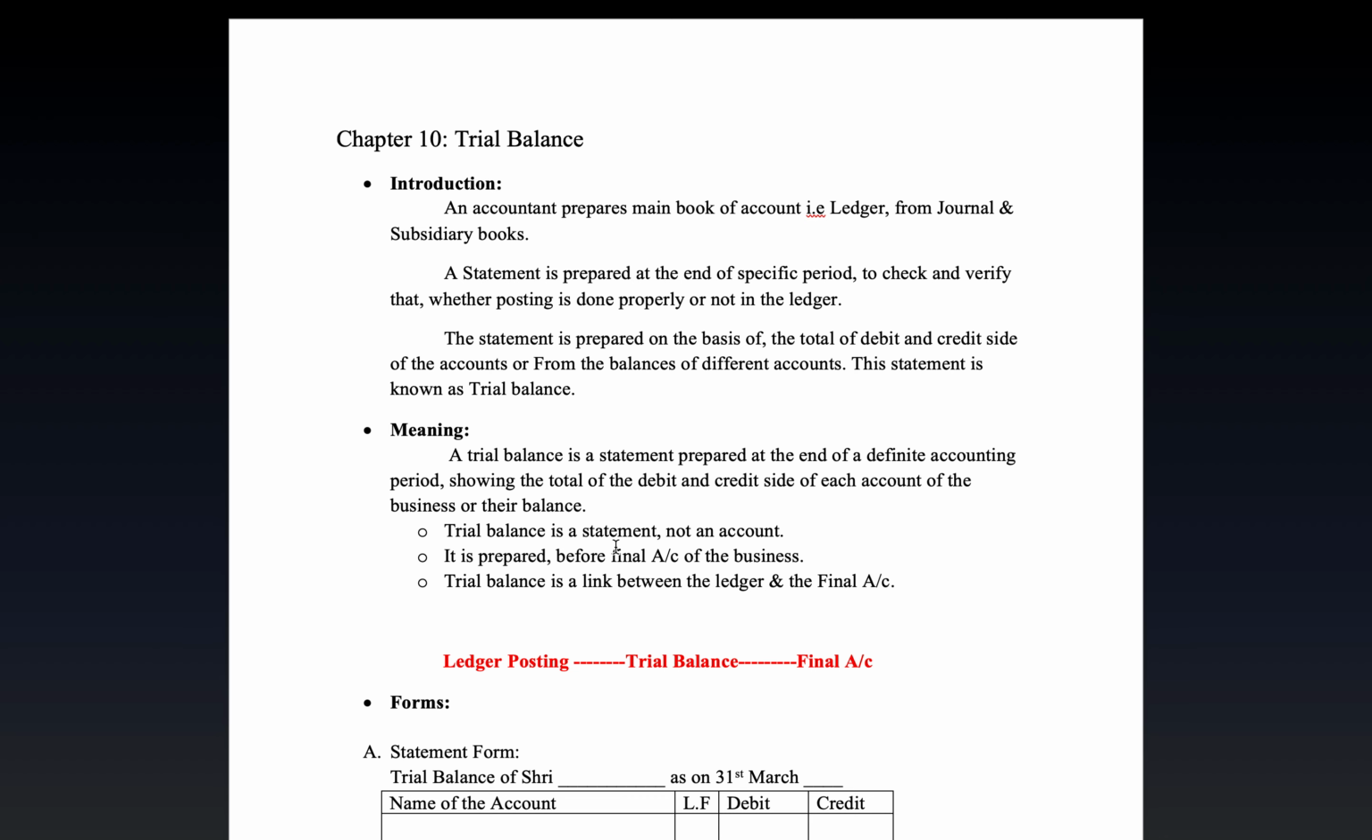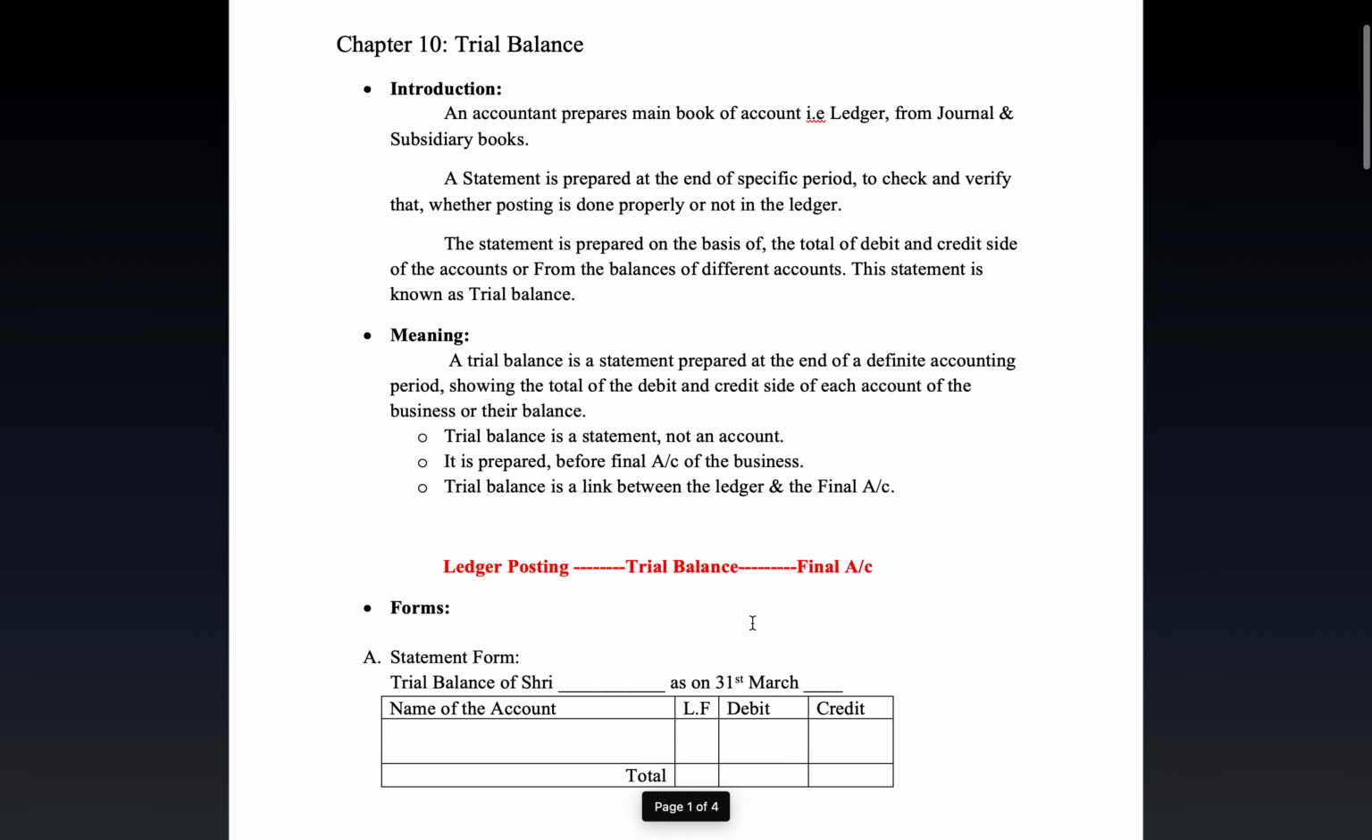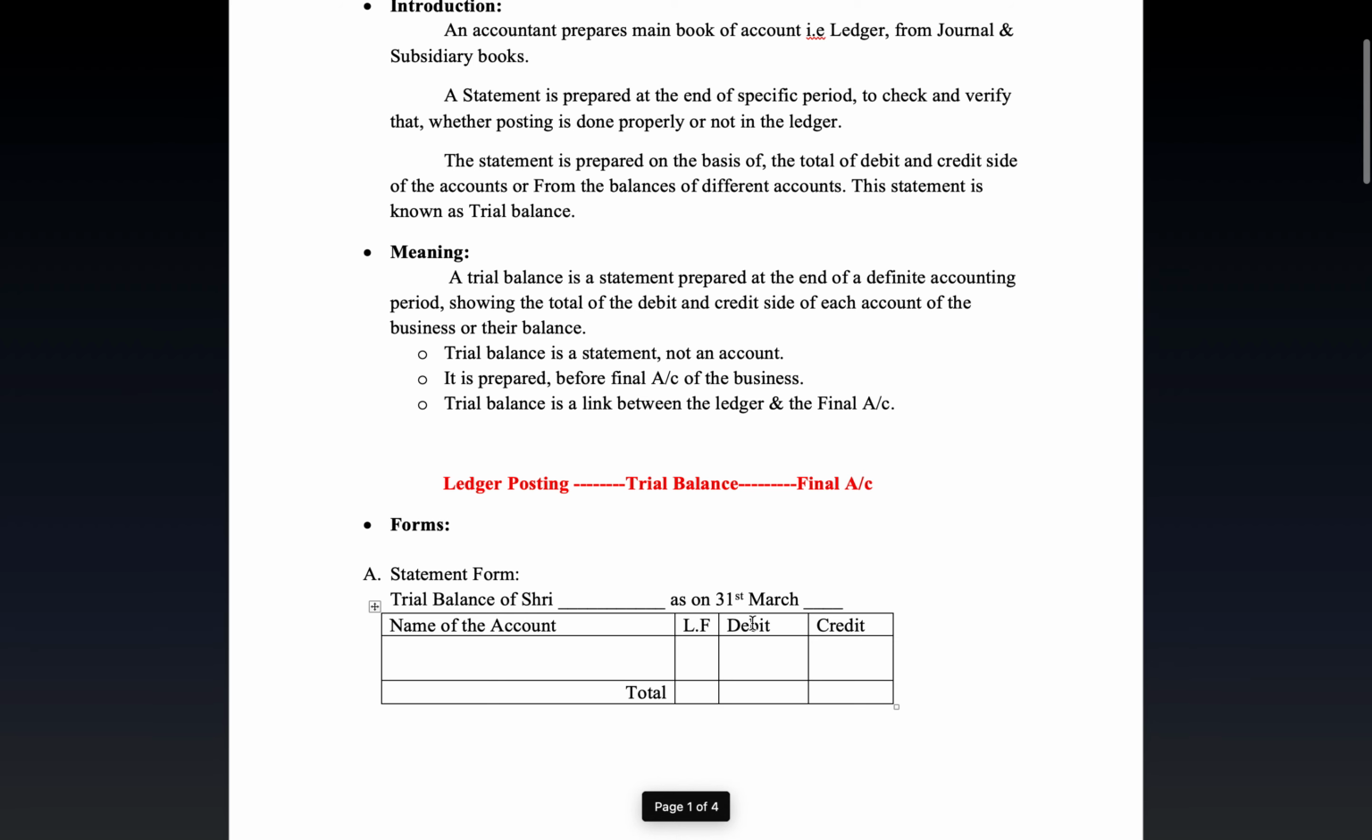Trial balance is a statement, not an account. It is prepared before the final account of the business. Trial balance is a link between the ledger and the final account. So this chapter is so important because here we have to understand that after ledger posting, the amount is passed to the trial balance, and from the trial balance, at the end of the accounting year, the final account is prepared.